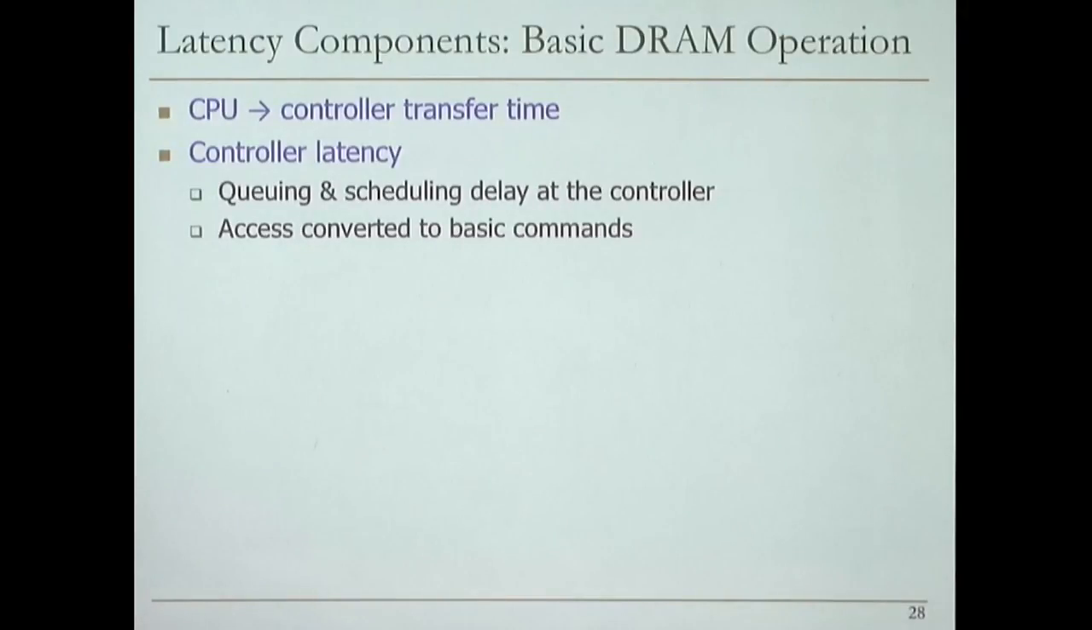Basically, you have the controller latency, and the controller needs to convert the access to basic commands. And this actually adds some overhead, as we will see also. In addition to queuing and scheduling delays, because some other request may be pending, and the bank may not be available, for example, or the bus may not be available, there are also some other overheads in DRAM. For example, there might be refresh, right? So you may need to wait for that. All of that is lumped into controller latency over here. And then there's the controller to DRAM transfer time to give the commands. So that's called the command latency.